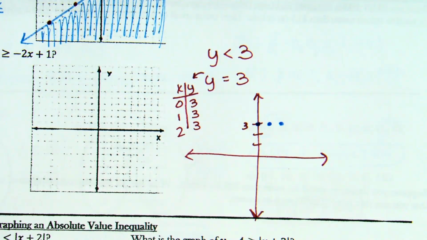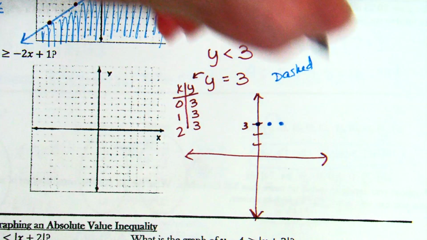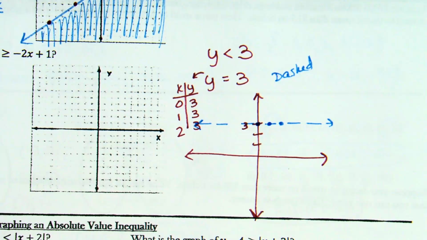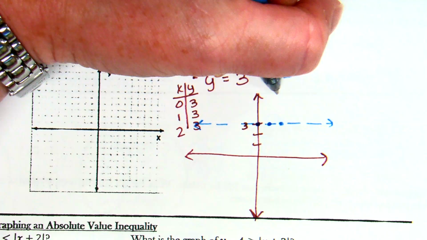Okay. So, all of that to say, how do I graph this now? Or how do I finish this off? Question 1. This is a dashed line because it is less than and not equal to. Question 2. Shade above or below. This is less than, so we're going to be going below.